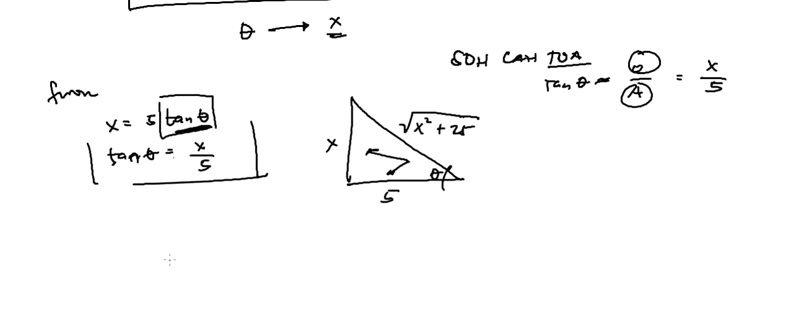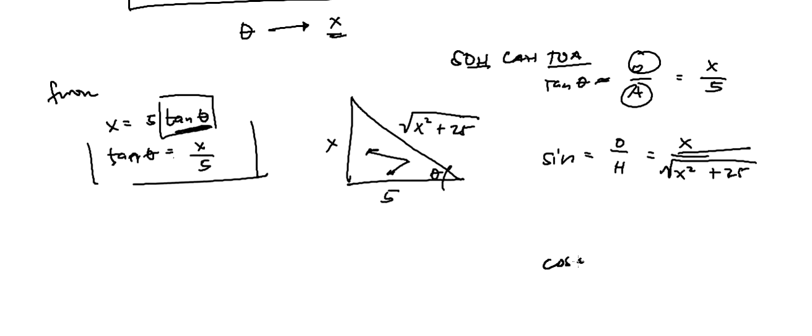And then from here, we can also derive the sine, which is opposite over hypotenuse, which is equal to x all over square root of x squared plus 25. Then our cosine is equal to adjacent over hypotenuse, wherein our adjacent is 5, and our hypotenuse is once again the square root of x squared plus 25.